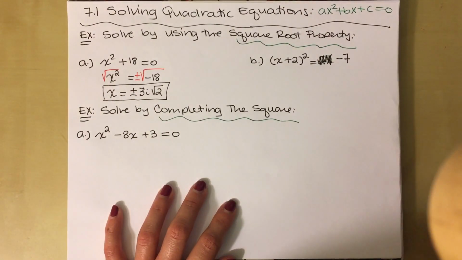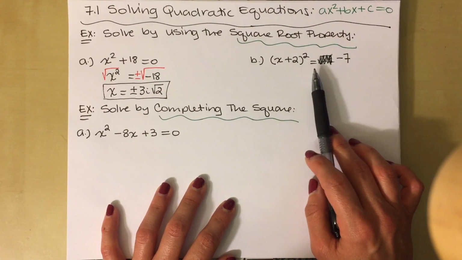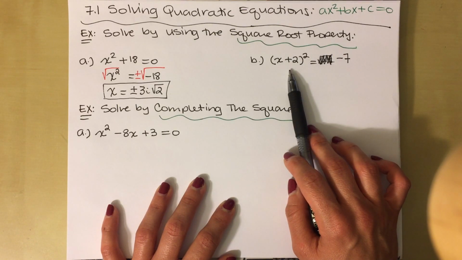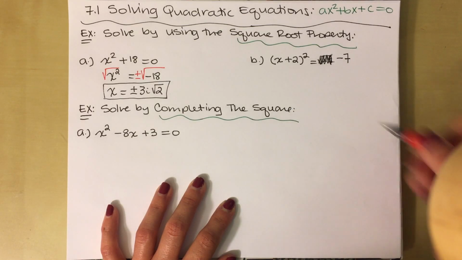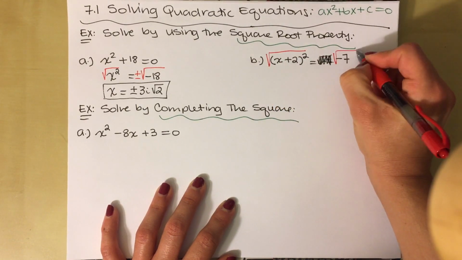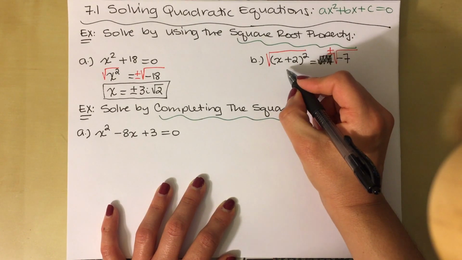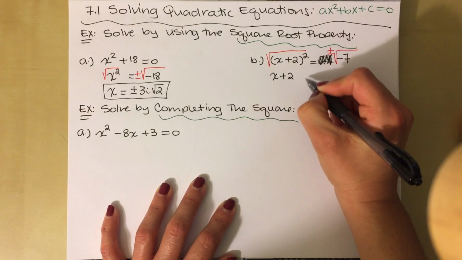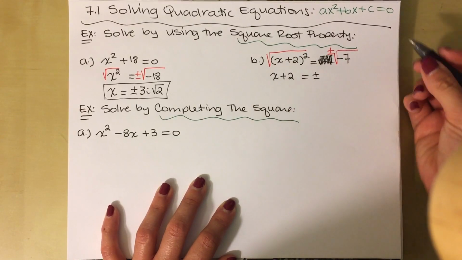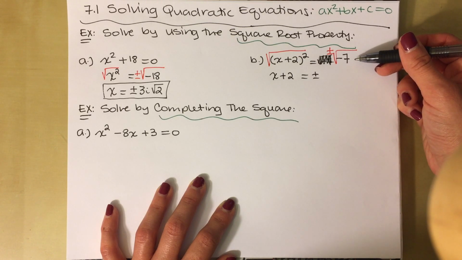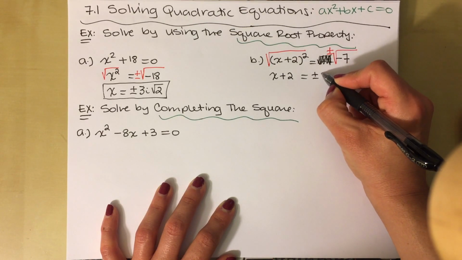Second example, we have a binomial squared equal to negative 7. Since this squared part is isolated, I can automatically take the square root of both sides to solve. Plus or minus on one side. Square root of the left side is x plus 2. Plus or minus square root of negative 7 is really square root of negative 1 times 7. Square root of negative 1 is i, so I can just write it this way.